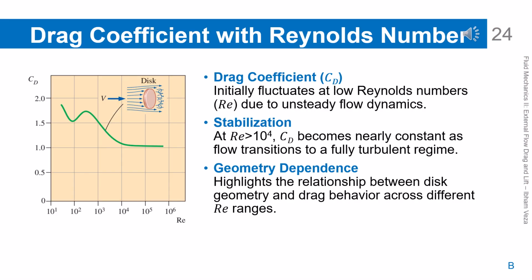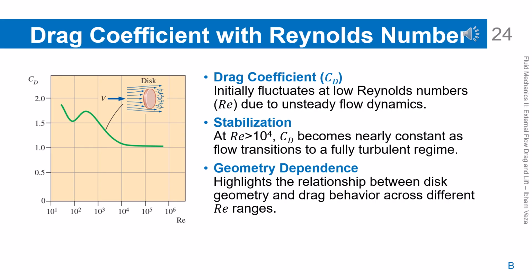Variation of drag coefficient with Reynolds number. At low Reynolds numbers, the drag coefficient fluctuates because the flow is still unsteady. When the Reynolds number increases beyond about 10 to the 4th, the flow becomes fully turbulent and the CD value becomes nearly constant. This change indicates a transition in the flow character around the object. The graph also shows that object geometry affects the response to changes in Reynolds number.